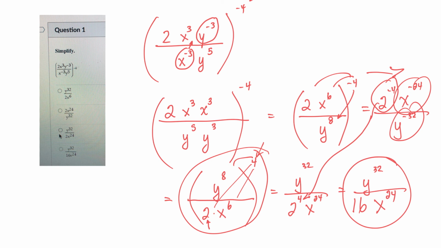So do they have that answer? y to the 32 over 16 x to the 24th right there. Look at that. That's a mean thing to put that in because it's close, eh? Oh, the 6 is not right, but the y to the 32 is right. Anyway, hopefully that helps you with those two exponent expressions and simplifying them.